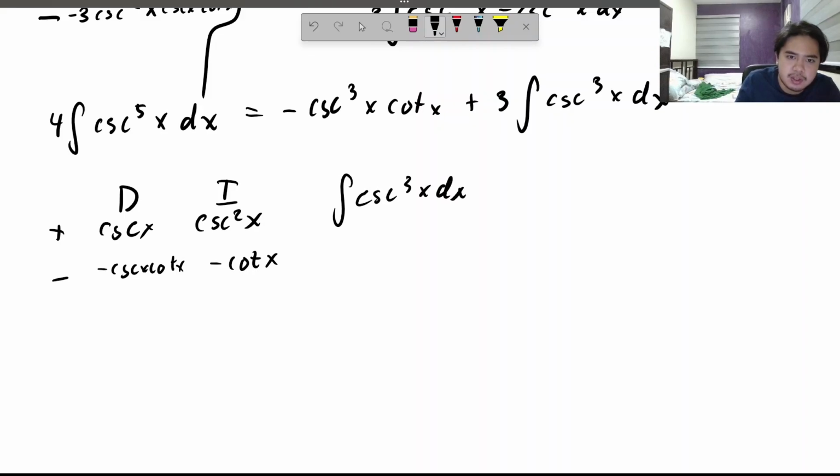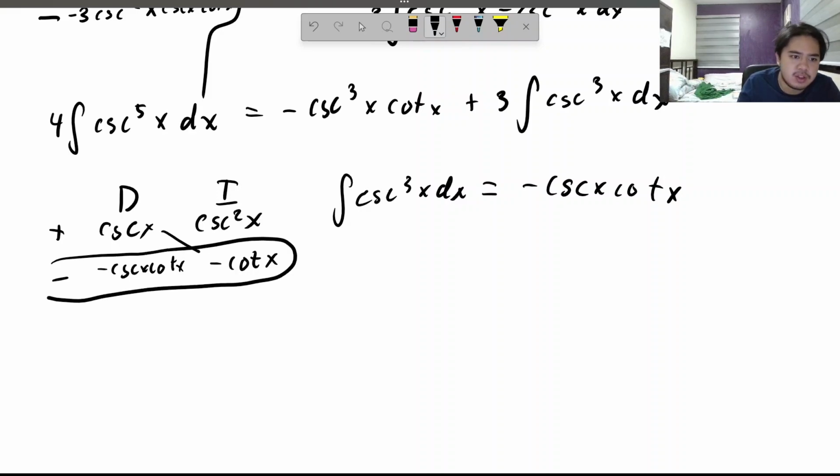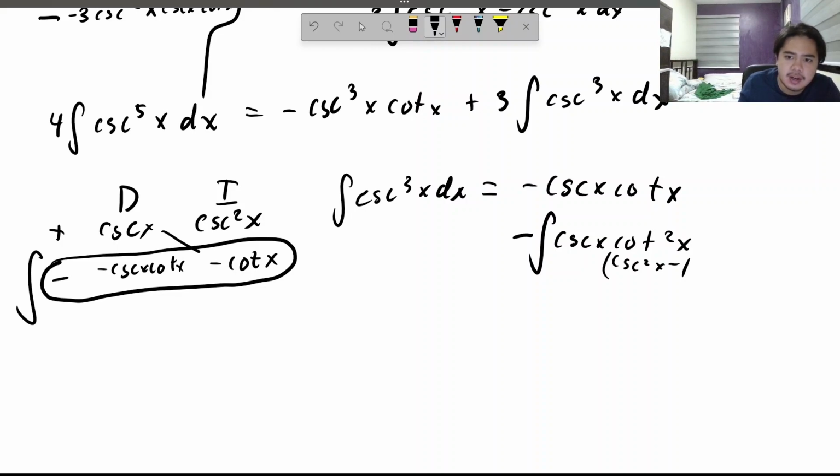Let me just put this here without the 3, so it doesn't get confusing for now. Negative cosecant x cotangent x. That's that. And then we have to integrate this row. We have to integrate that, right? Negative, negative, negative, that's negative. And then the integral of cosecant x cotangent squared x. Again, this is cosecant squared x minus 1, right?